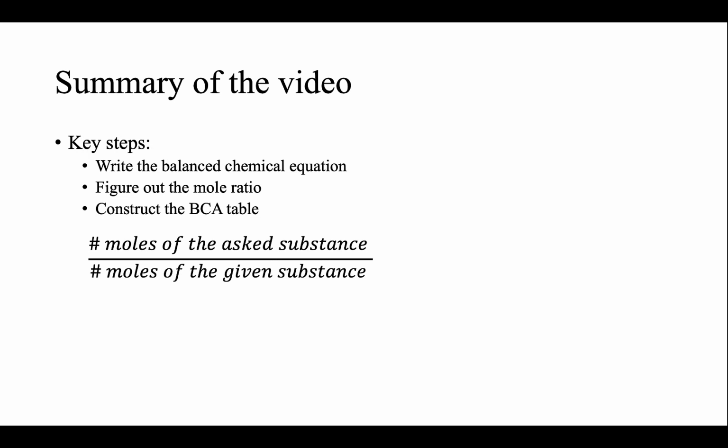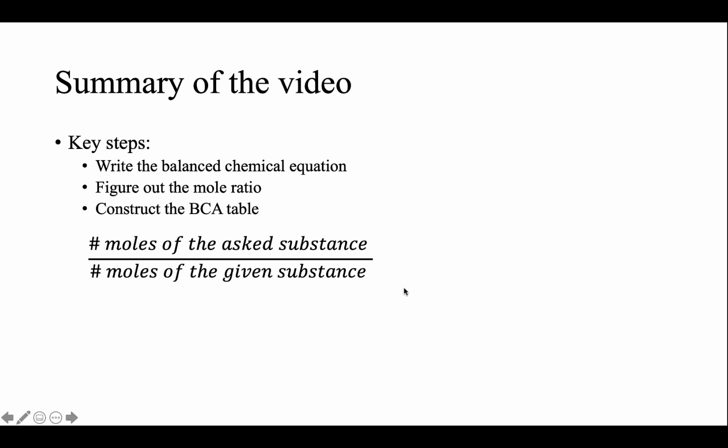So the summary of the video is basically that now you have learned the key steps that you need to take in order to solve stoichiometry questions in chemistry. The first step is always going to be writing the balanced chemical equation if it's not written. And you have to figure out the mole ratio based on the balanced chemical equation. And next, you will construct your very useful BCA table.